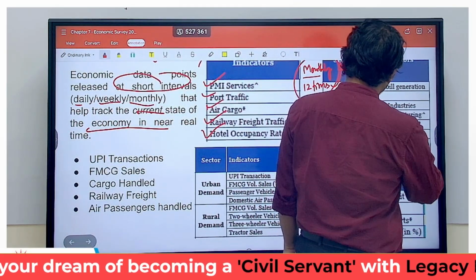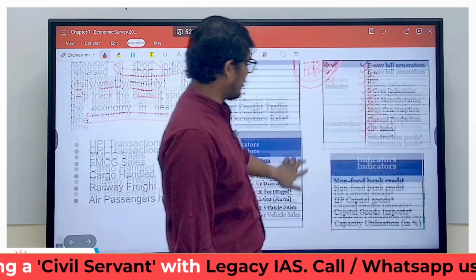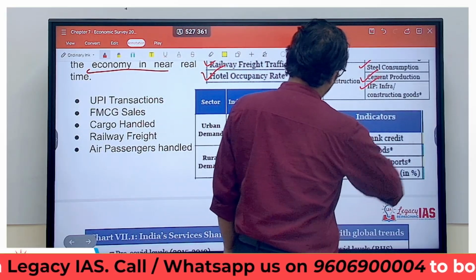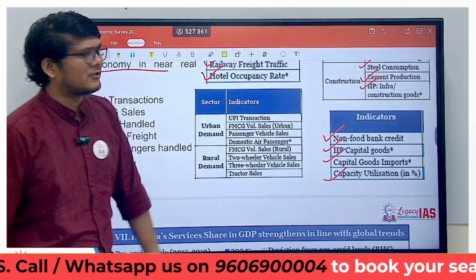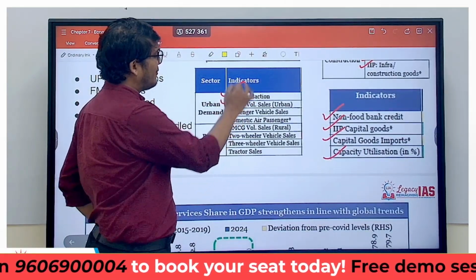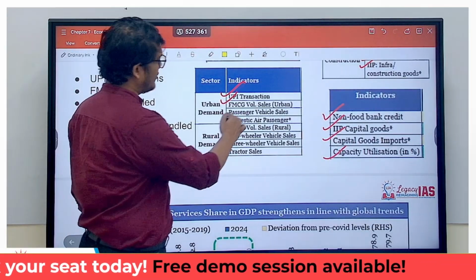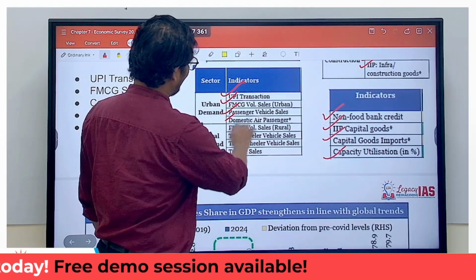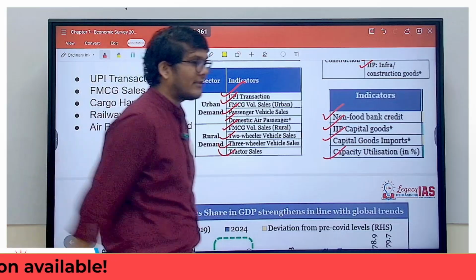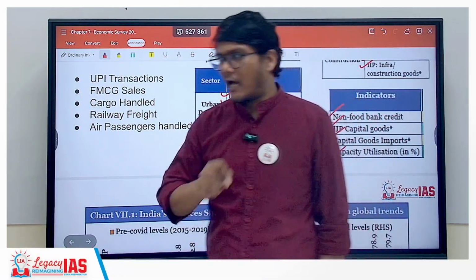Then steel consumption, cement production, so on and so forth. IIP for infra and construction. Then you have the non-food bank credit, capital goods imports, capacity utilization, so on and so forth. You have the UPI transactions, FMCG sales. FMCG is fast moving consumer goods, passenger vehicle, domestic air passenger, FMCG volume sales, two-wheeler sales, three-wheeler sales, tractor sales. All these sales are also high frequency data.